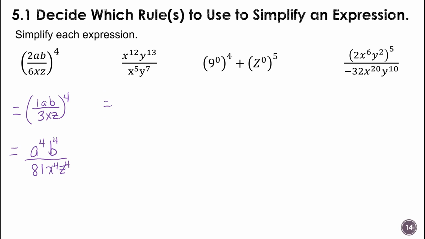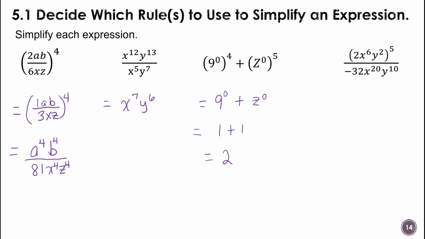All right, on the next one, if I subtract my exponents, I have x to the 7th. And then 13 minus 7 is going to be y to the 6th. On the next one, I have 9 to the 0 to the 4th. If I just multiply those exponents, I get 9 to the 0 plus z to the 0. So 1 plus 1 is 2. And we're finished with that one.